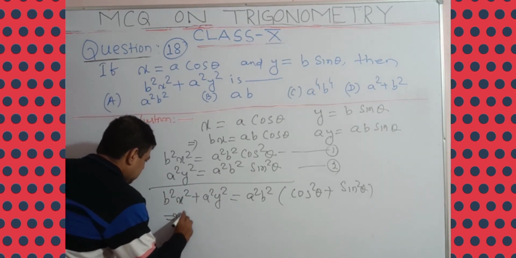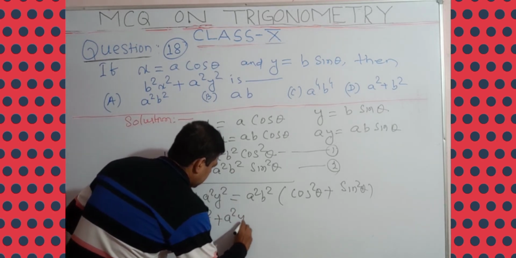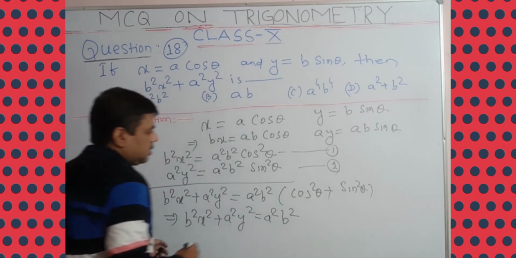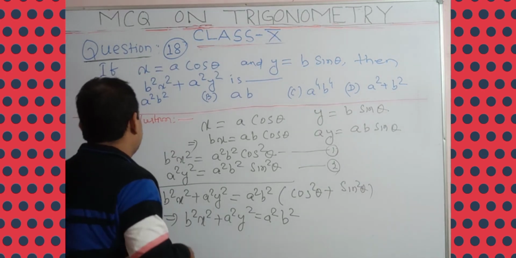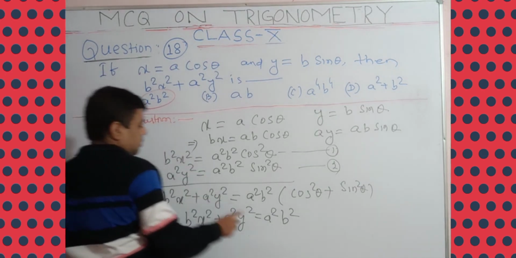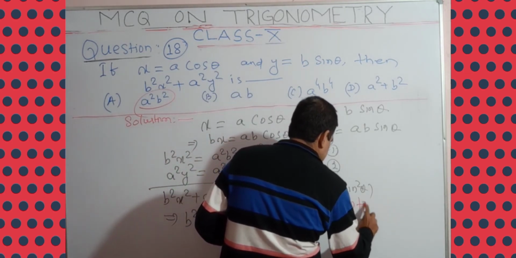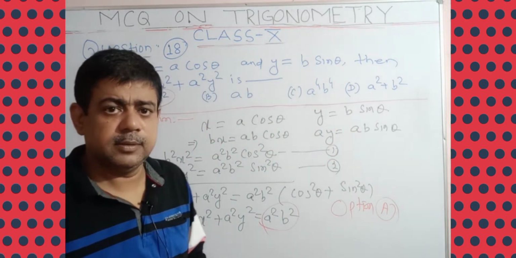So that implies b square x square plus a square y square is a square b square, because cos square theta plus sin square theta, you already know the value is 1. So a square b square is the correct option here. Hence option A. Okay? Option A is the correct option.